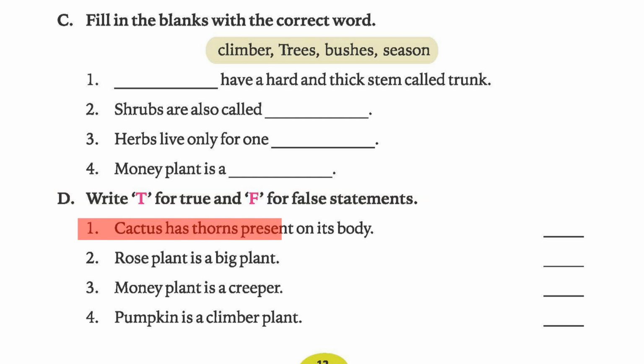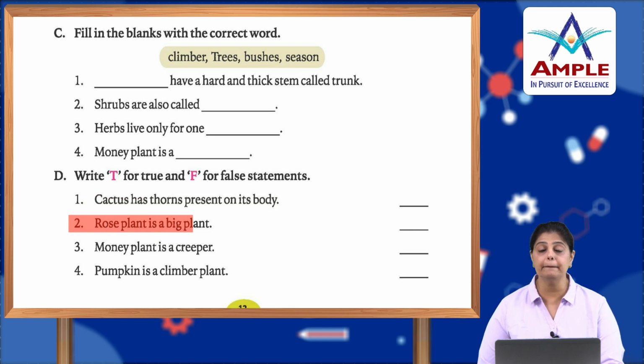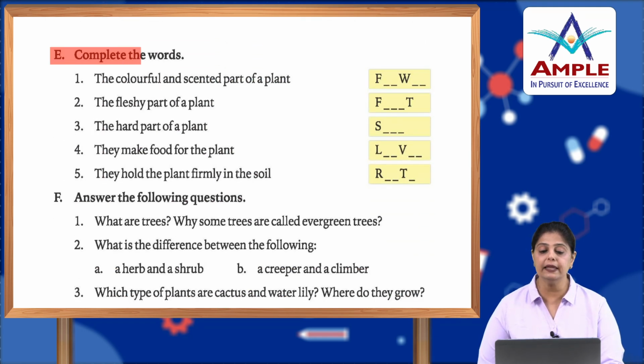Cactus has thorns present on its body. It is true. They are called spines. Rose plant is a big plant. Is it true or false? It is false. It's a small plant. Money plant is a creeper. It's false. It's a climber. Pumpkin is a climber plant. No, it's a creeper plant. It creeps along the ground. So, it's false. Now, complete the words.